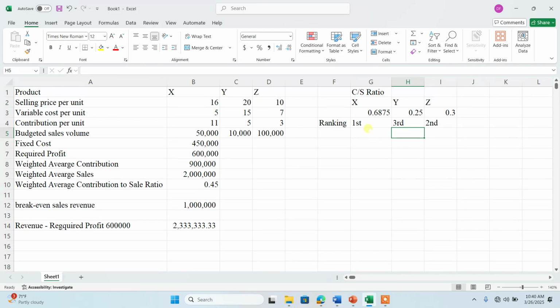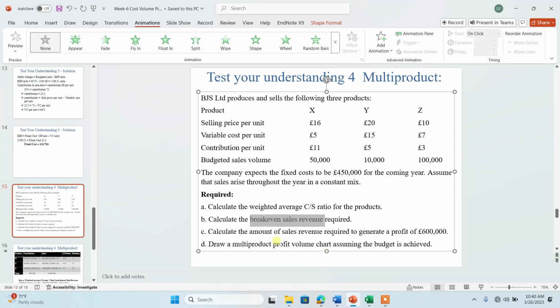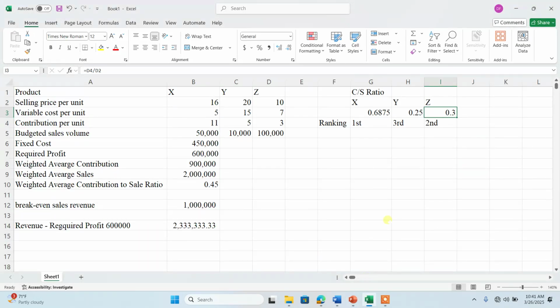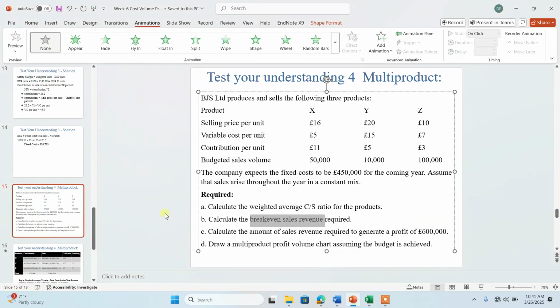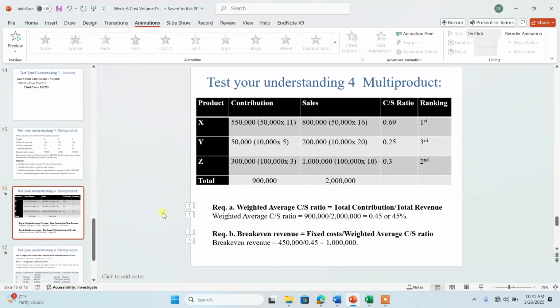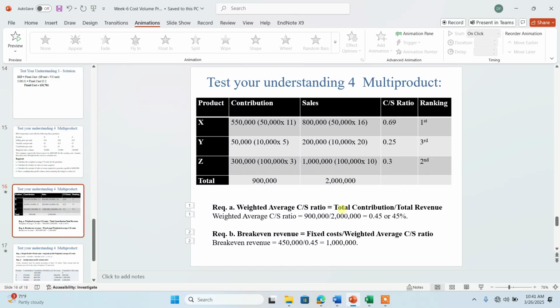Now, on this basis, our first focus will be to sell X, which has the high contribution to sales ratio, and then Z, and then Y. In the question, it is given that all of the budgeted sales are assumed to be achieved. Now let's calculate. You can see here.